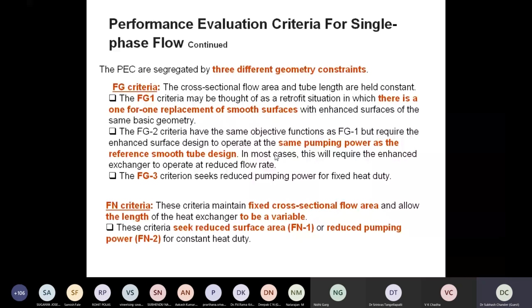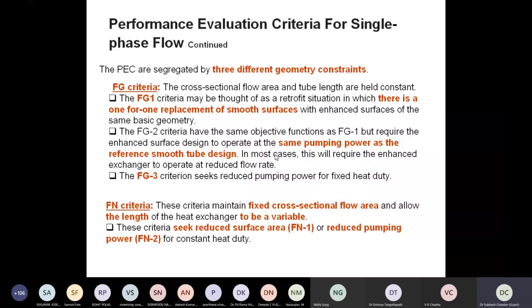FG3 criteria. This is also a fixed geometry criteria. It seeks reduced pumping power for a fixed heat duty. There we keep the heat duty fixed and look at the gain, how much the pumping power has been reduced, right? So these are the criteria of comparison for whether we are going to get some overall enhancement or gain if we are proposing a certain enhancement technique for certain applications.